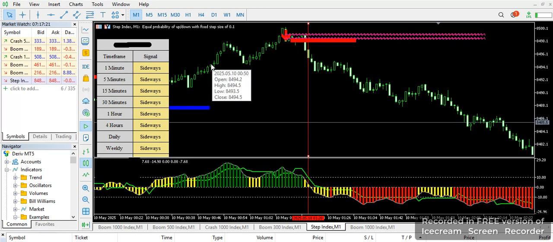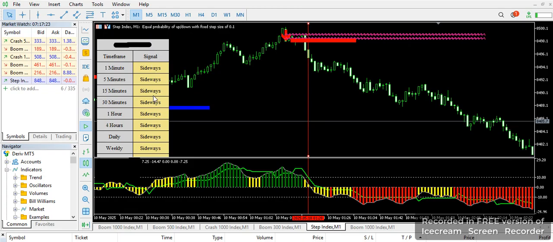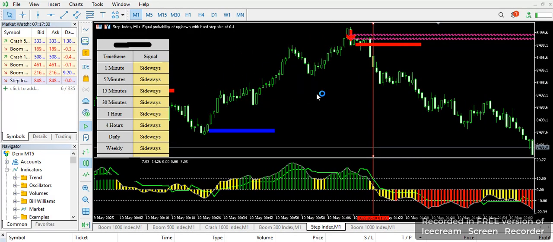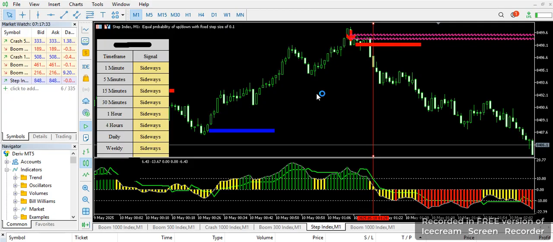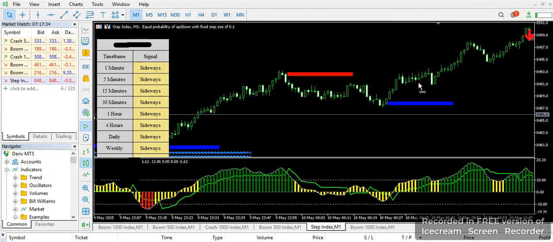So we have our indicator here, which shows sideways. We have bullish, and we also have bearish. So it also helps us to analyze very well, so that we can see what is coming.